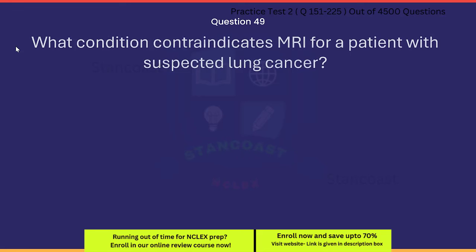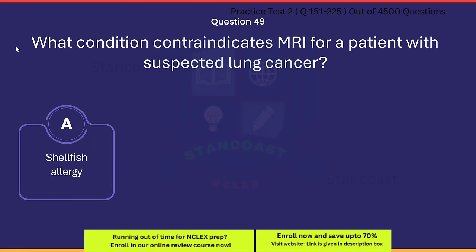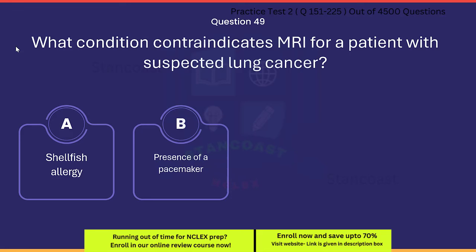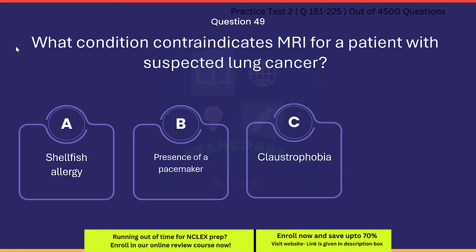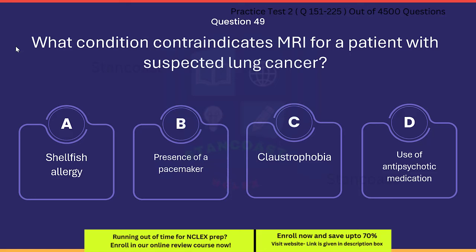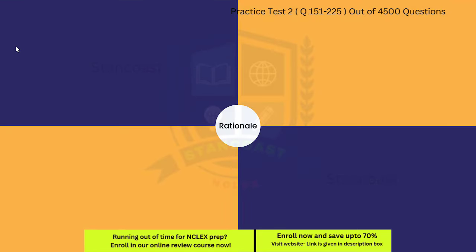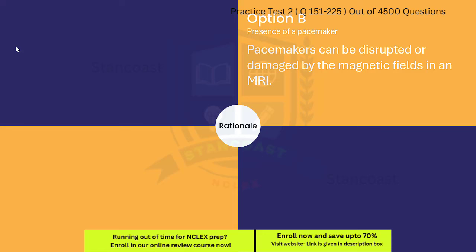All right, next one. Which condition contraindicates magnetic resonance imaging for a patient with suspected lung cancer? A. Shellfish allergy. B. Presence of a pacemaker. C. Claustrophobia. D. Use of antipsychotic medication. Think about the safety considerations for magnetic resonance imaging. The correct answer is B. Presence of a pacemaker. Pacemakers can be disrupted or damaged by the magnetic fields in magnetic resonance imaging.